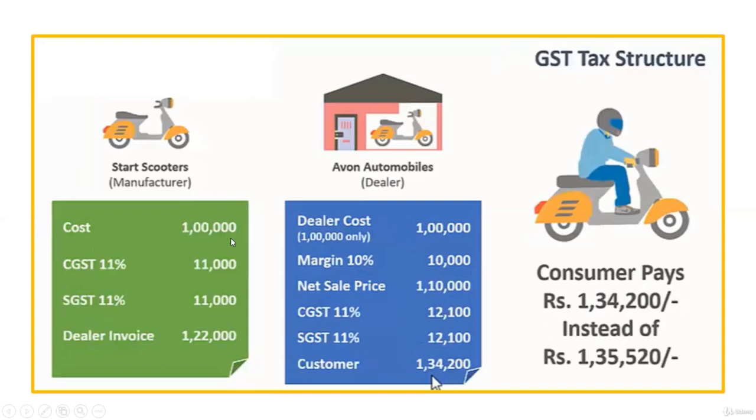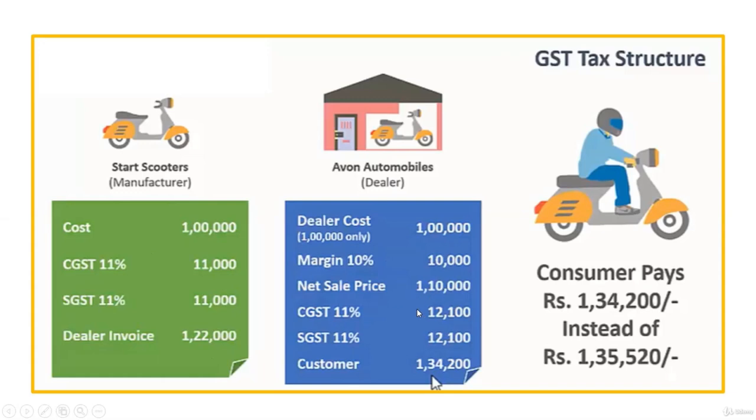Now, if I look at the GST structure, Start Scooters, a manufacturer for which the cost comes to 1 lakh rupees, doesn't need to add excise. They simply have to pay CGST and SGST of 11,000 rupees, and the dealer invoice comes to 1,22,000. Now, when he sells the scooter to Avon Automobiles, the dealer cost is 1 lakh rupees only. Why? Because now the dealer is not adding excise duty here. The dealer cost remains the same, but the dealer adds his margin of 10,000 rupees, and the net sale price becomes 1,10,000.